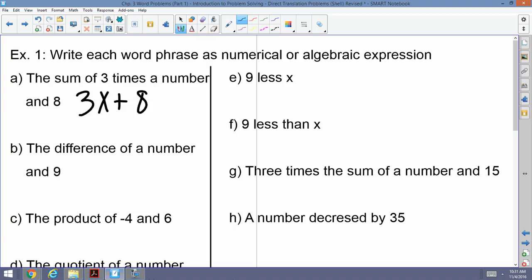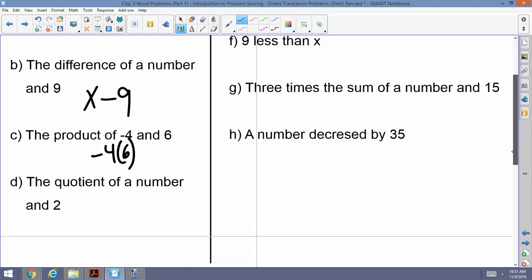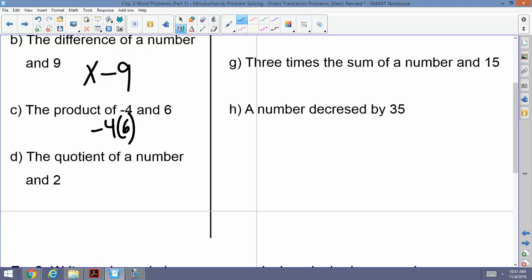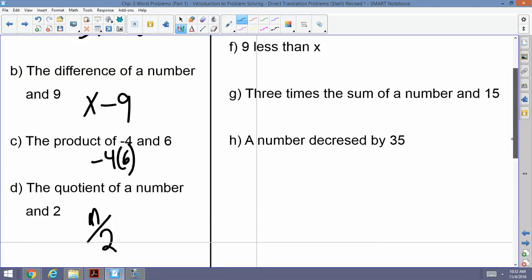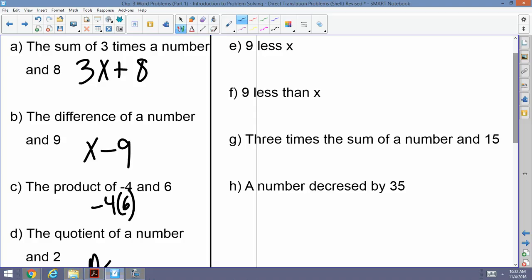Yeah, this is going to be easy. Let's go. The difference of a number and 9. Who can tell me that? Excellent. Who can tell me the product of -4 and 6? -4 times 6. Yeah, that's awesome. How about the quotient of a number and 2? 9? No worries. Great job. How about 9 less x? 9 minus x. How about 9 less than x?